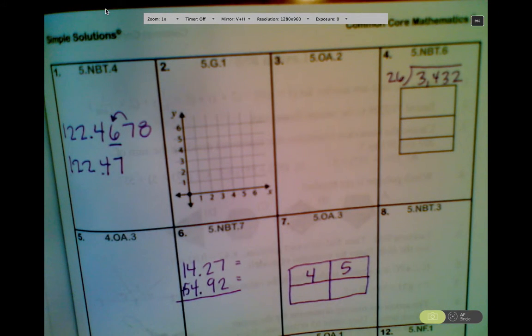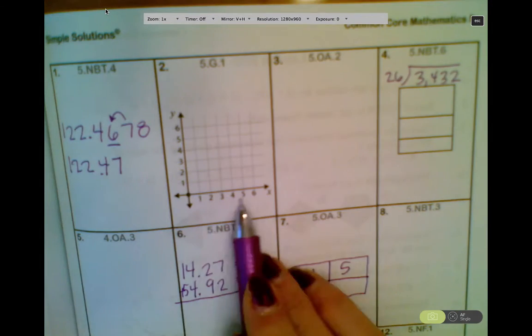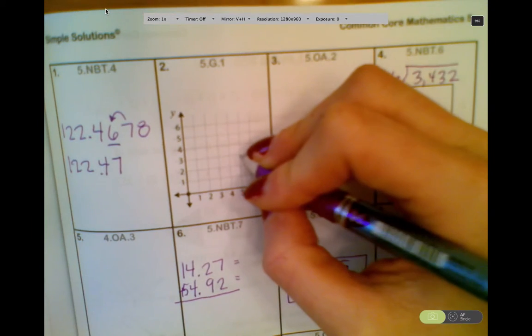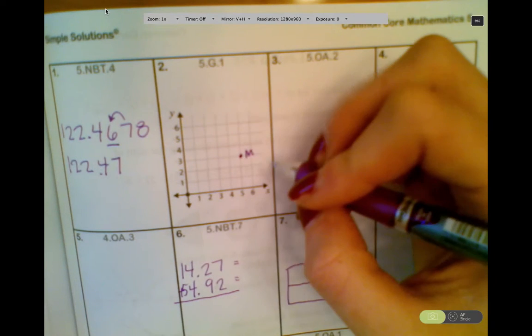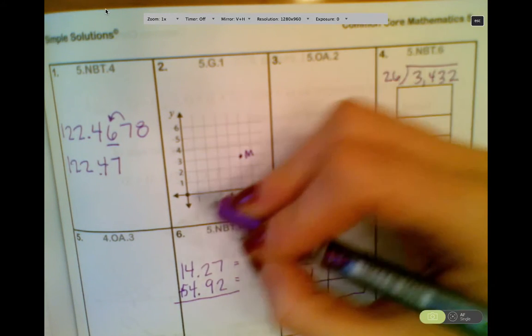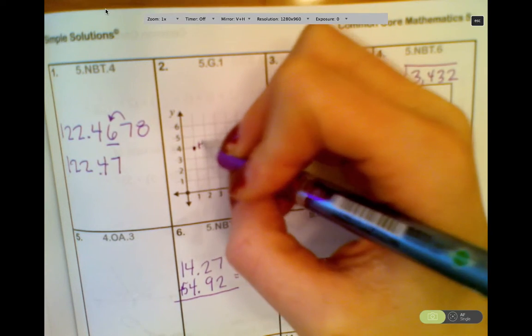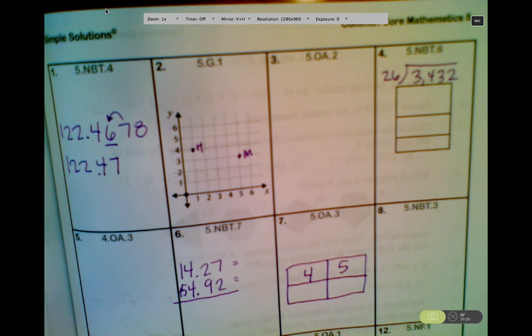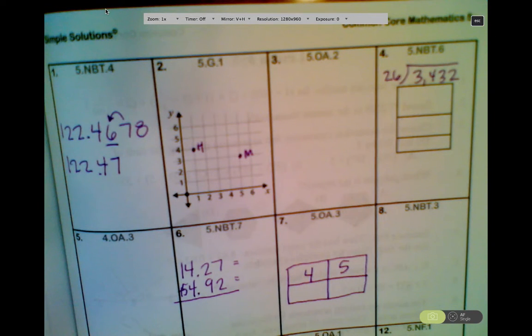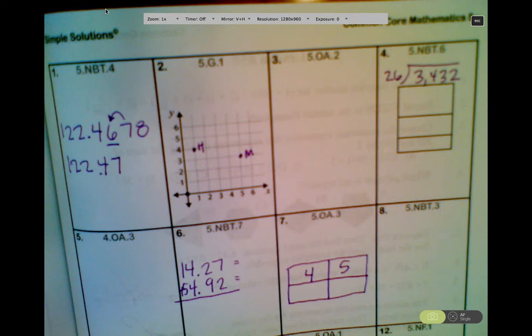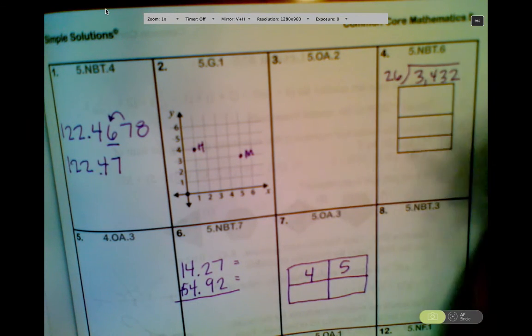Number 2, plot and label the points M at 5, 3. So I go over 5, up 3 is M, and H, 1, 4. Over 1, up 4 is H. Number 3, choose the numerical expression that represents dividing the sum of 641 and 80 by half. Your answer is C.